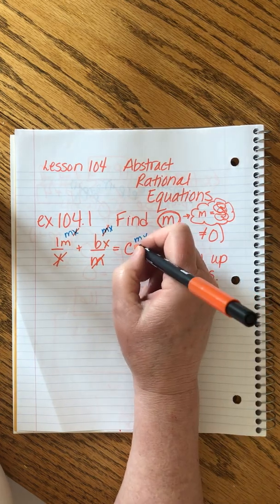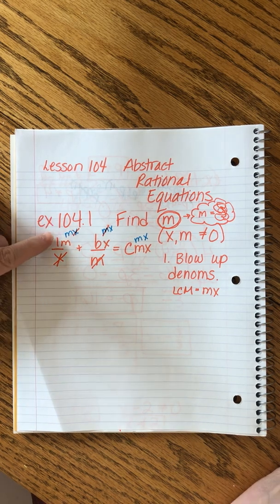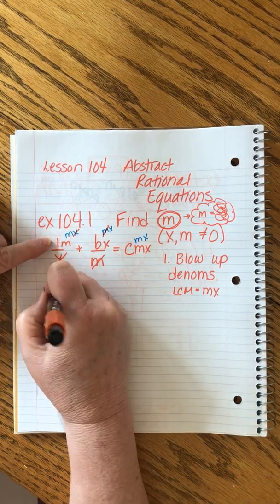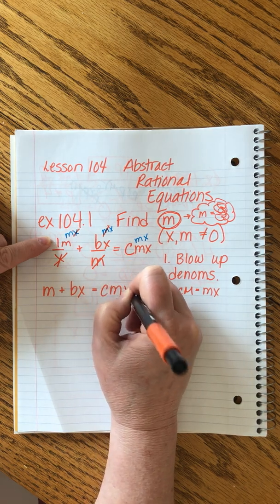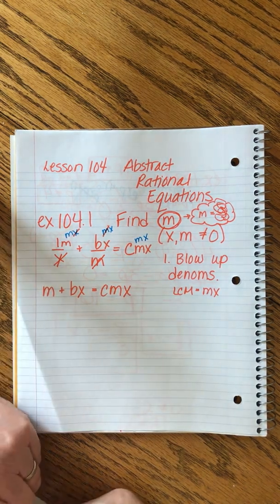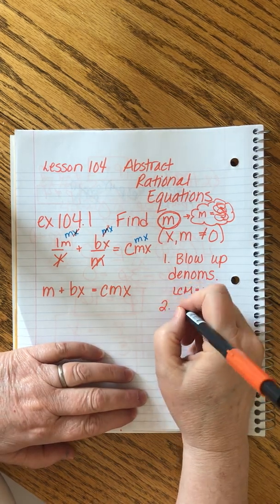I can't cancel any of these, so it's all going to stay. Now I rewrite m plus bx equals cmx. Okay, that looks good.